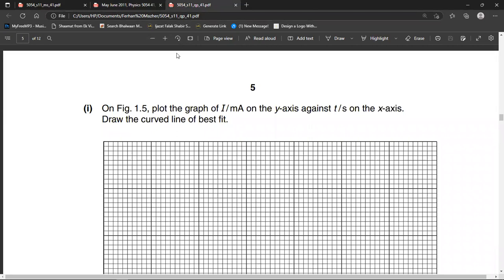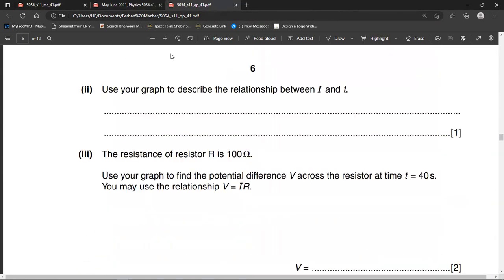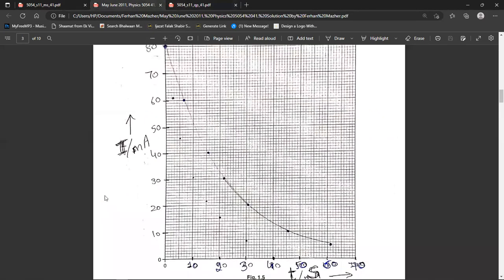Okay, now what they want us to do: use your graph to describe the relationship between I and t. Okay. So when the I is 10, you see the t value is, I think, 51. And when it becomes 20, this is 30 something. Okay.